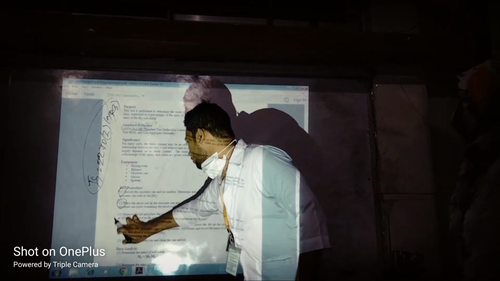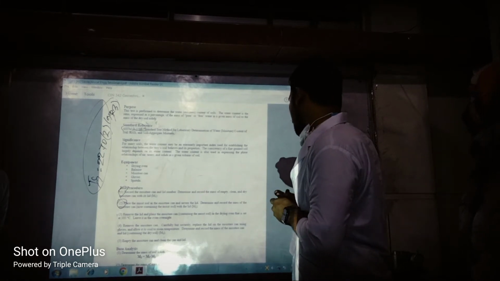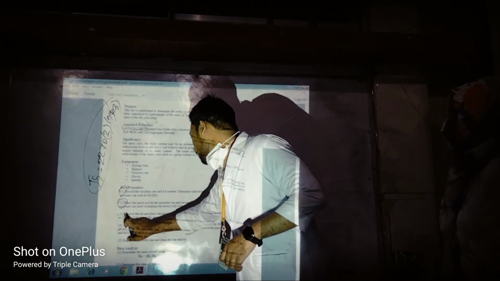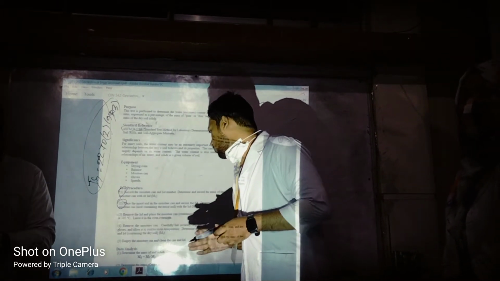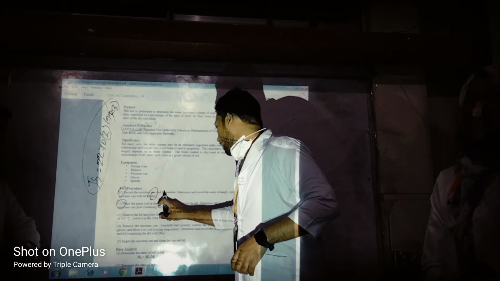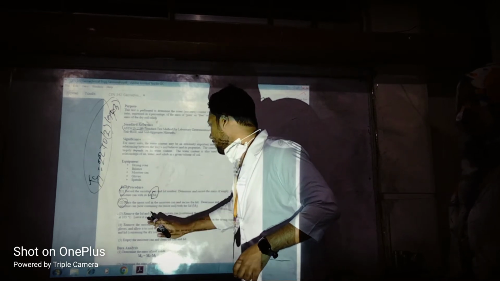Our third procedure is to remove the lid and place the moisture can in the drying oven that is set at 105 degrees Celsius, and leave it in the oven overnight. We have already taken M1, the mass of our empty moisture can and the lid.